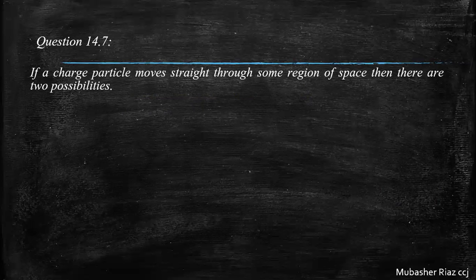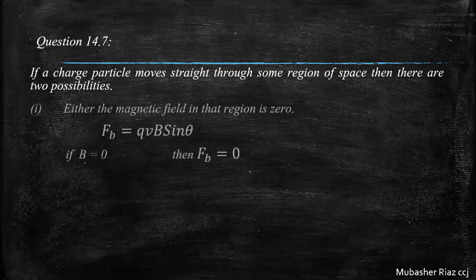If a charged particle moves straight through some region of space, then there are two possibilities. कि अगर एक चार्ज पार्टिकल किसी स्पेसिफिक रीजन में से स्ट्रेट मूव कर रहा है, now there are two possibilities. Possibility number 1, magnetic field in that region is 0. If magnetic field is 0, B is 0, then according to the above equation, which is QVB sine theta, magnetic force also becomes 0. So this is first possibility. In that given region of space, magnetic field is 0.